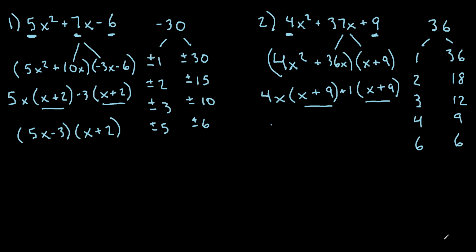So we can rewrite the final answer as 4x plus 1 times x plus 9. And we have successfully factored this polynomial. And again, if we were to use something like the FOIL method to multiply all of these numbers out, we would be left with 4x squared plus 37x plus 9.